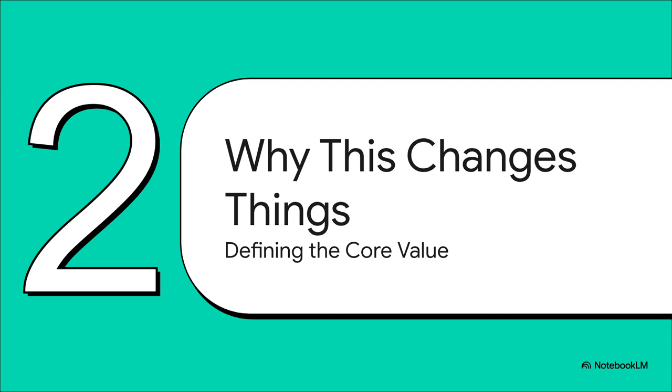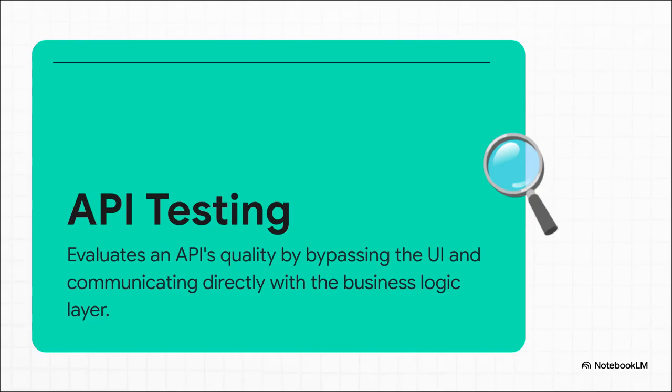Okay, so now that we get the what, let's talk about the why. Why does this simple little shift in focus change absolutely everything? Let's break down the core value. All right, so here's the formal definition. API testing is not about clicking buttons. It's about going under the hood, directly to the engine of your application, the business logic layer, and making sure the core rules and functions are rock solid, long before a user interface even exists.